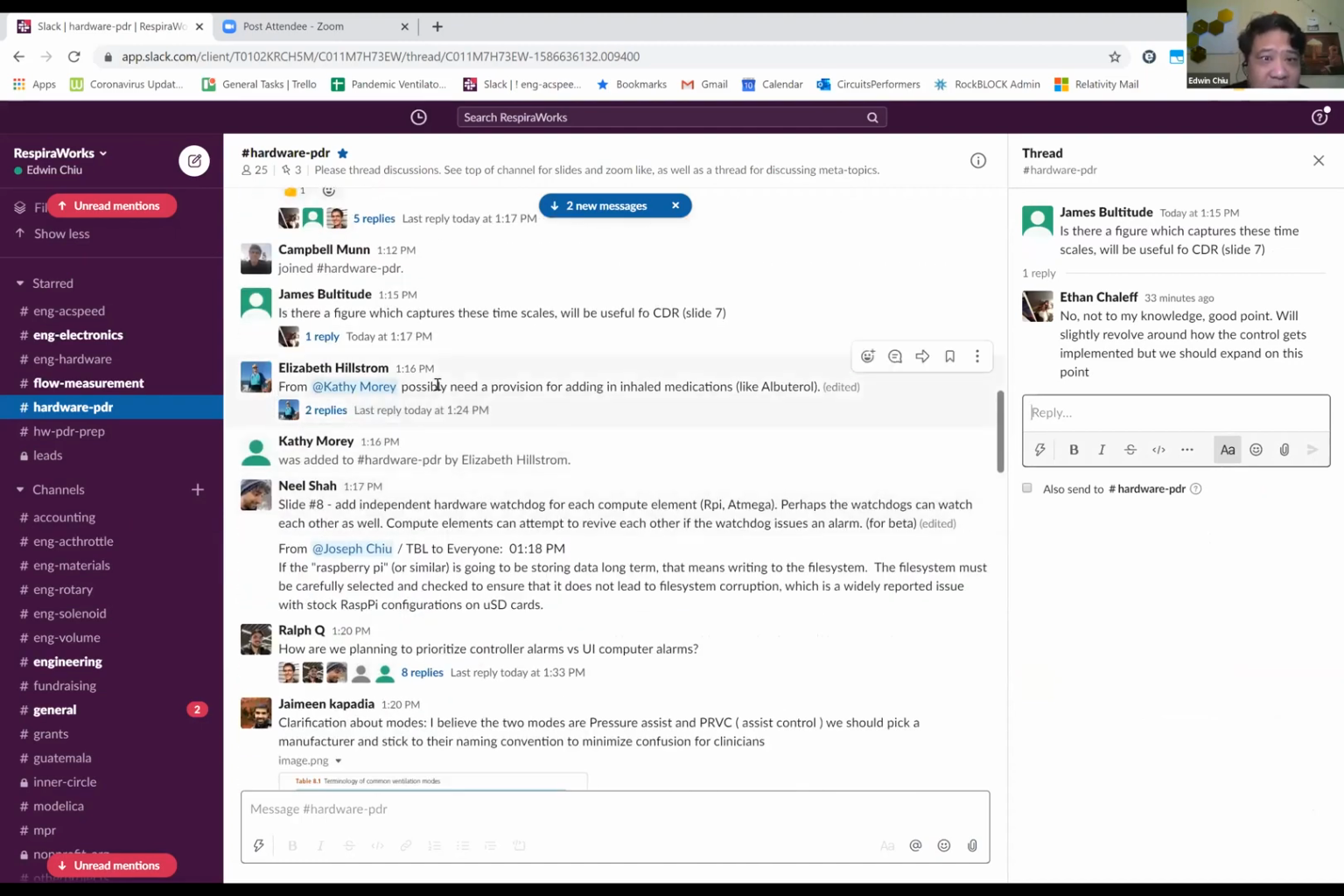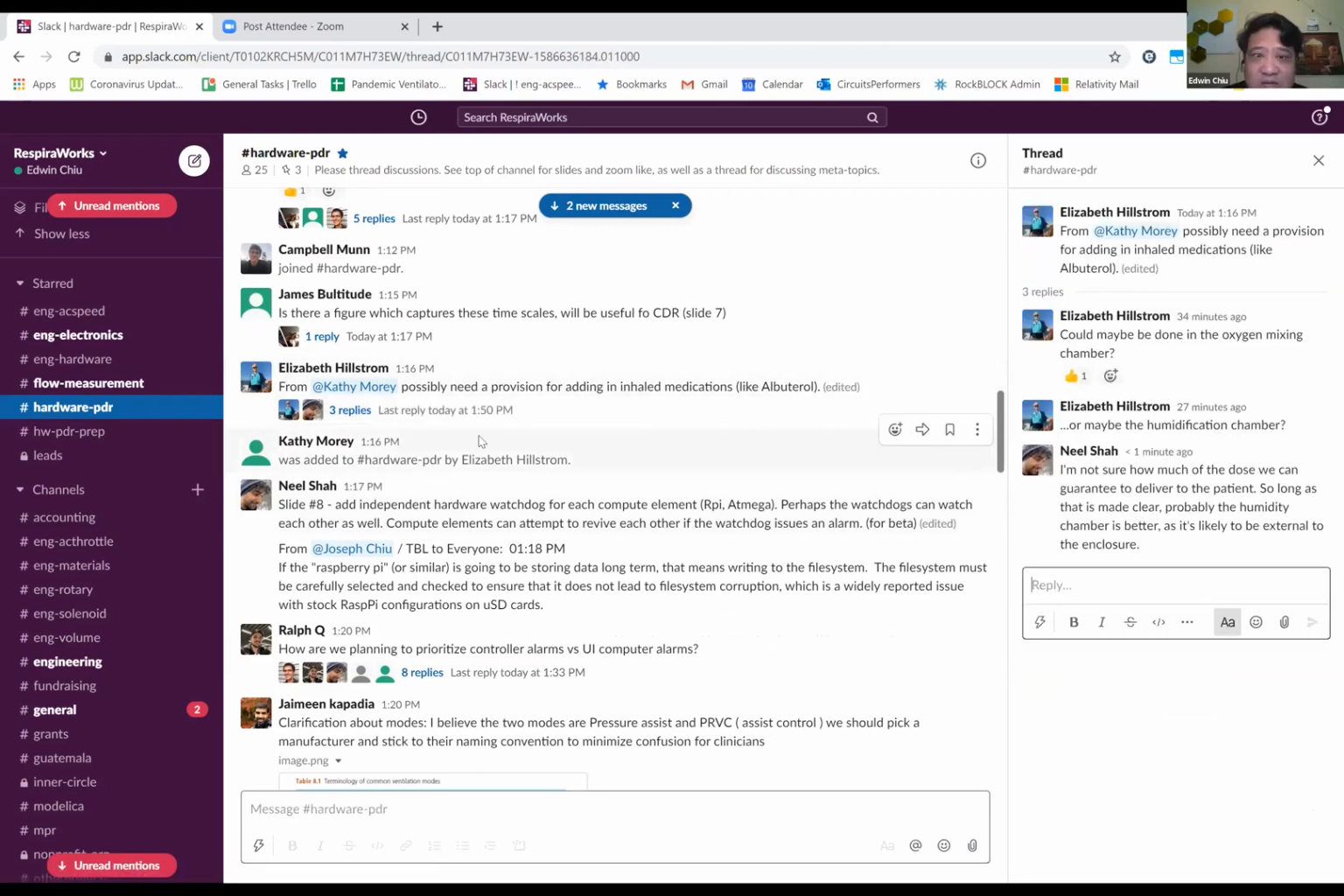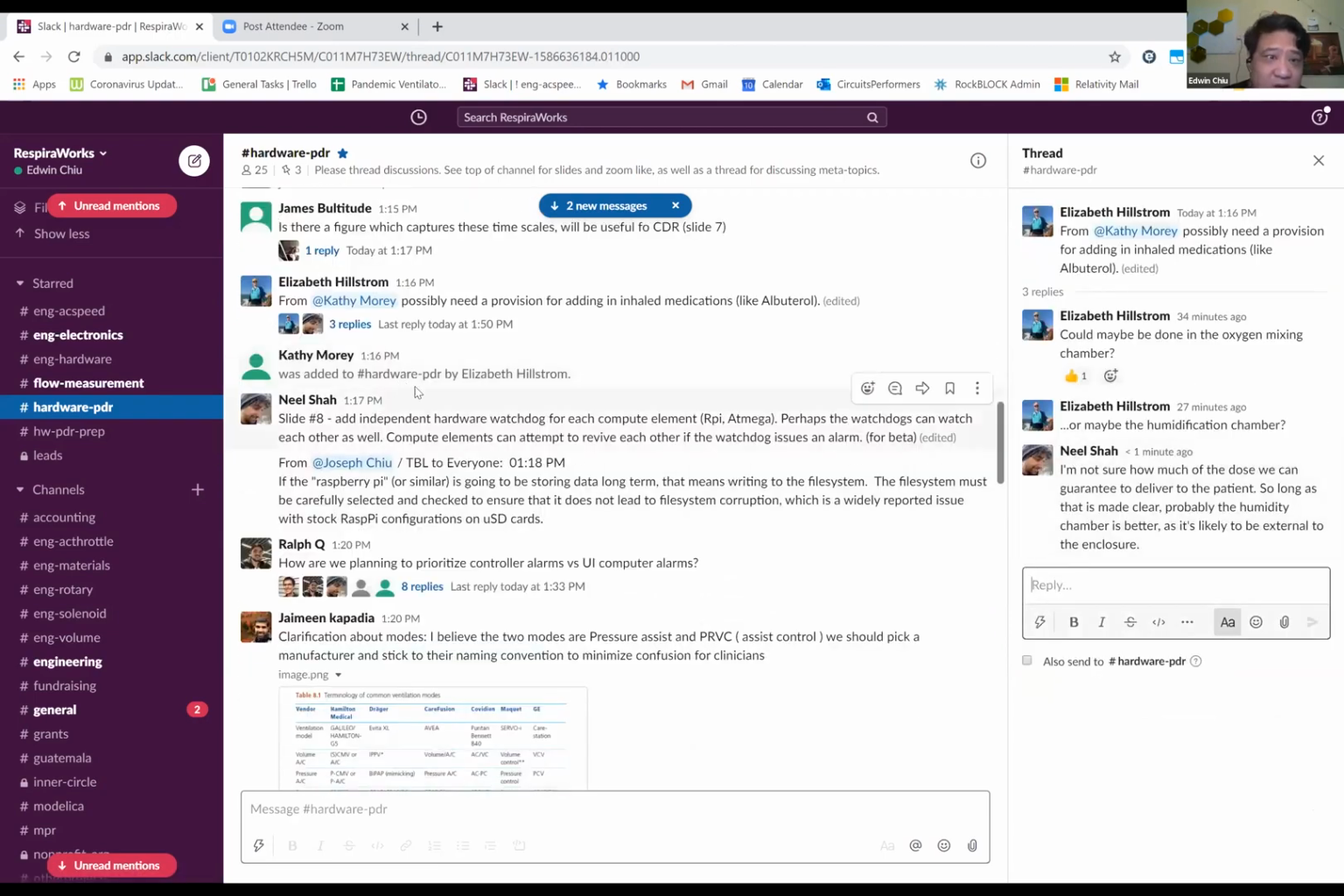Okay, from Kathy, possibly need a provision for adding inhaled medications. Yep, we mentioned that, so we'll try to keep an eye on that and have that, because that's definitely something that most ventilators provide.